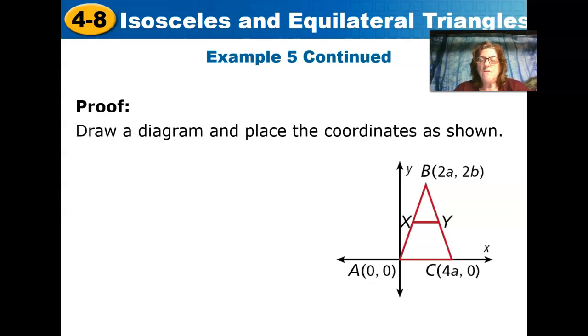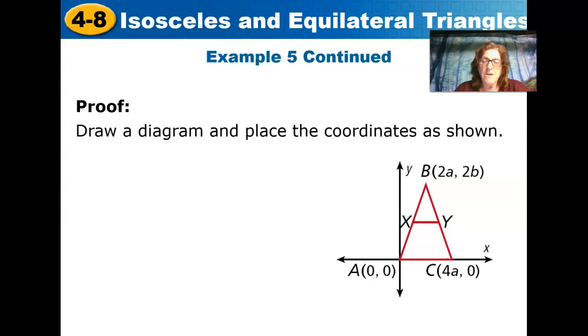Now, what I need to figure out is what would be the coordinates of point X and point Y. If they are the midpoints of each of the respective sides, you can use the midpoint formula to figure out the coordinates of X and Y. So please go ahead and do that. I hope you found that X would be equal to (a, b), and Y would be equal to (3a, b).